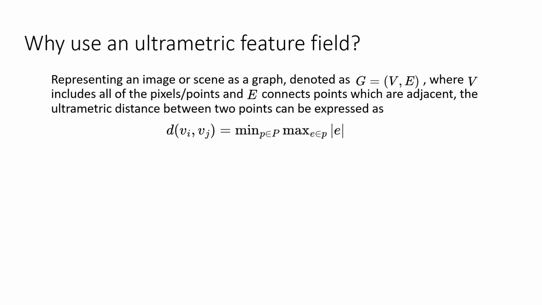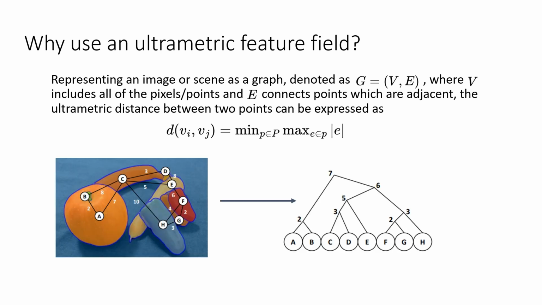The ultrametric distance is based on a graph. It represents the shortest path between 2 points, but the length of that path is determined by the longest edge along it. Let's look at an example.